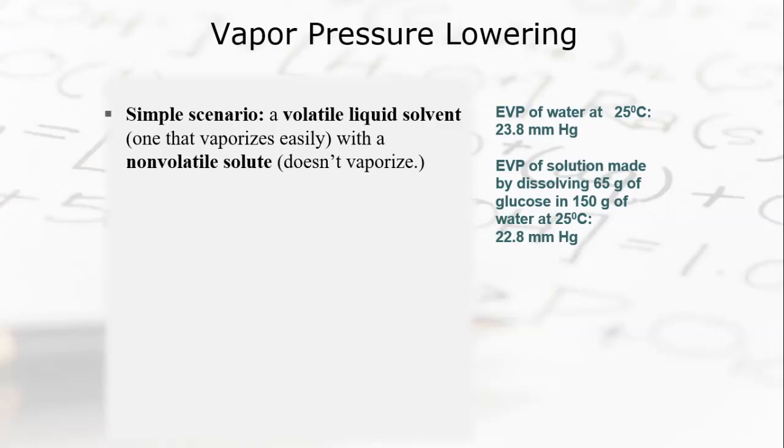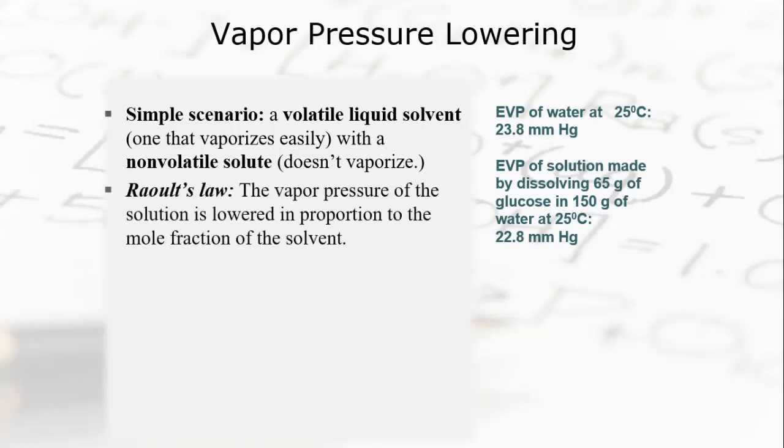The interesting thing about this phenomenon is not only that the vapor pressure is lower, but that there is a mathematical way of calculating what that pressure is going to be, and it's called Raoult's Law. Raoult's Law says that the vapor pressure of the solution is going to be lowered in proportion to the mole fraction of the solvent. And this is where we incorporate that unit of concentration that we barely touched on in the previous lecture, the first lecture, mole fraction.